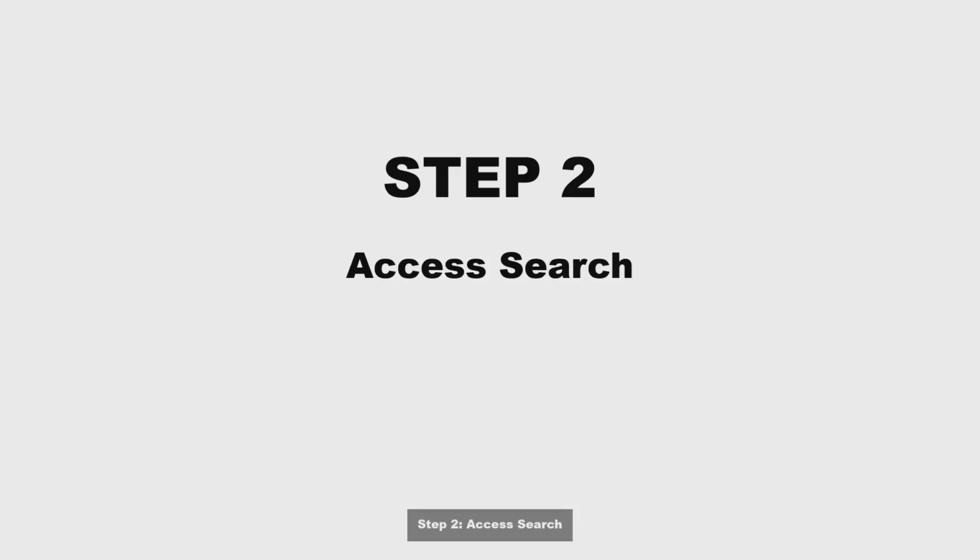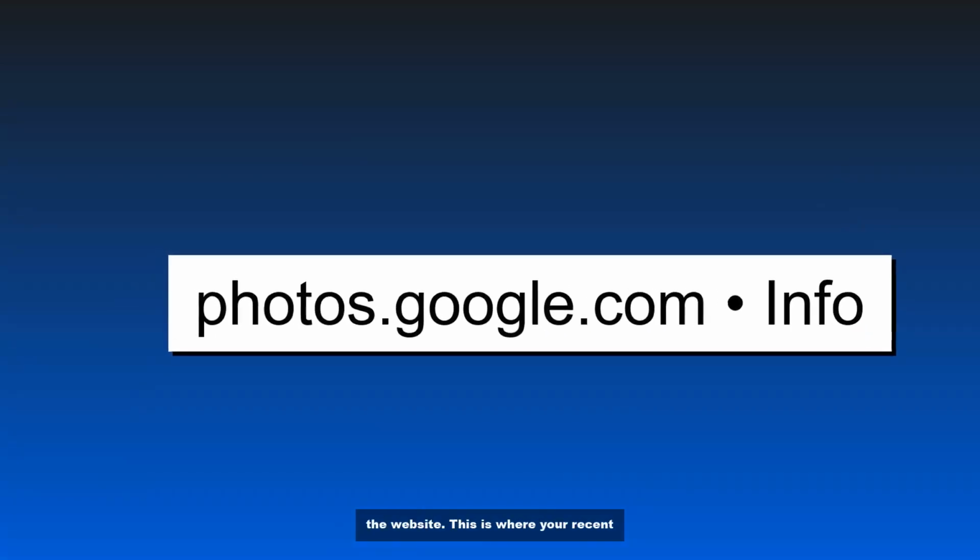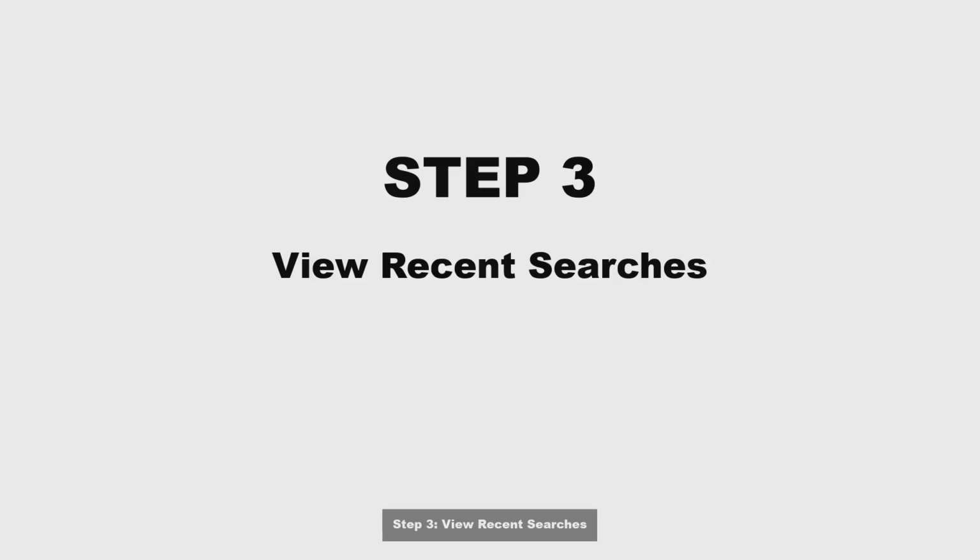Step 2. Access Search. Navigate to the Search tab located at the bottom of the app or on the left sidebar of the website. This is where your recent searches are displayed. Step 3. View Recent Searches. Scroll down to find the Recent Searches section. Here, you will see a list of your previous search queries.